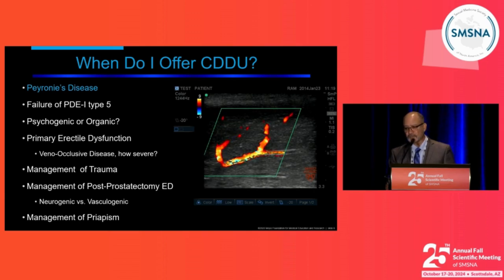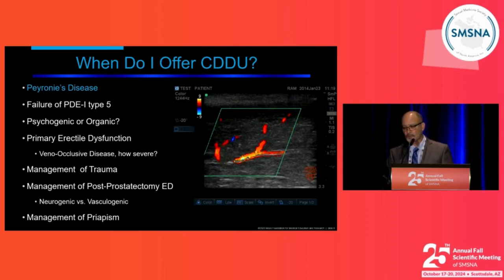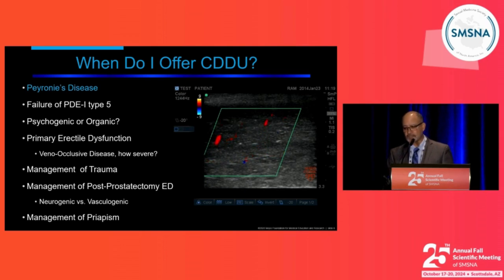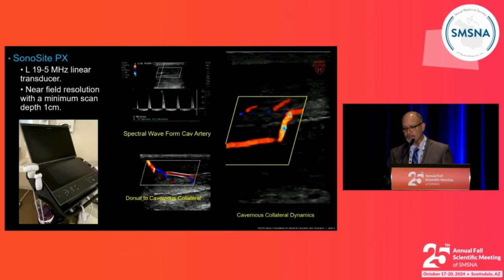Obviously, it's very useful in the management of trauma. In specific cases of post-prostatectomy erectile dysfunction where the patient insists that he had a nerve-sparing surgery but he's not getting erections, it's both a relief to the surgeon and the patient to hear that it wasn't the surgery, that it's the native vascular pathology. And I will try to demonstrate for you also how it's useful in the management of priapism.